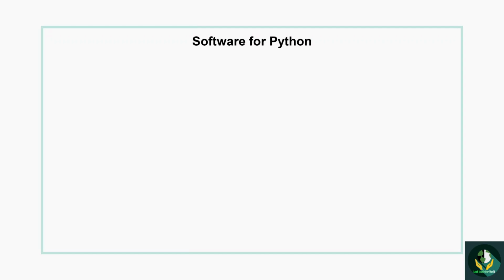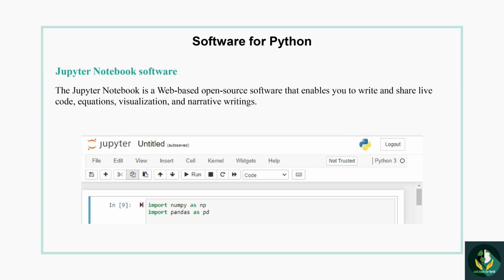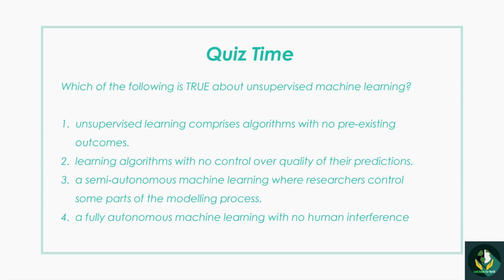The integrated development environment I am going to use for coding is Jupyter Notebook. I recommend you to use Jupyter as well. The Jupyter Notebook is a web-based open source software that enables you to write and share live code, equations, visualization, and narrative writings. We have completed this section of the course.